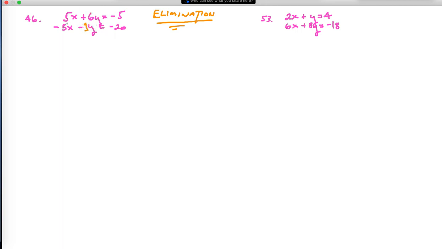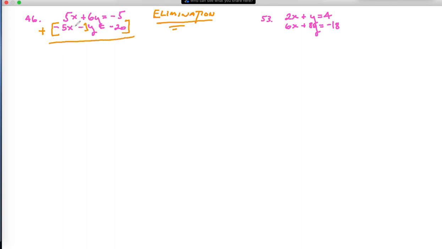But if you look at the x's, this is 5, and then this is -5, which is precisely what you want. You want it to be the same number, but opposite signs. So this is +5, this is -5. Once that's the case, you just add the two equations together. So for this first one, I didn't need to change anything. All I needed to do was add the two equations together.